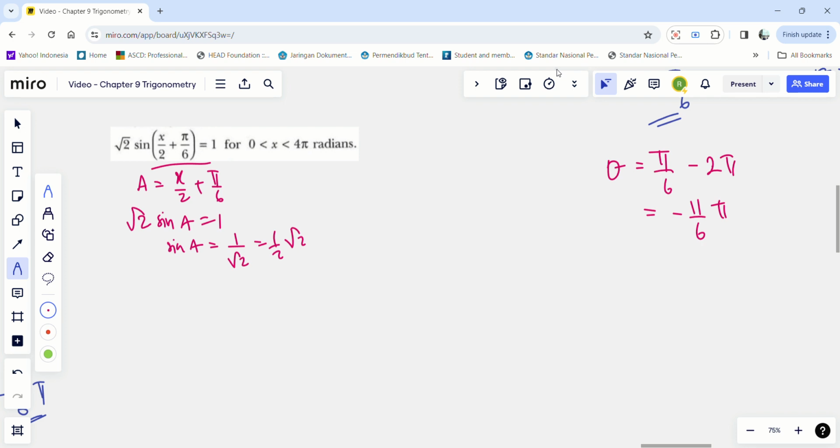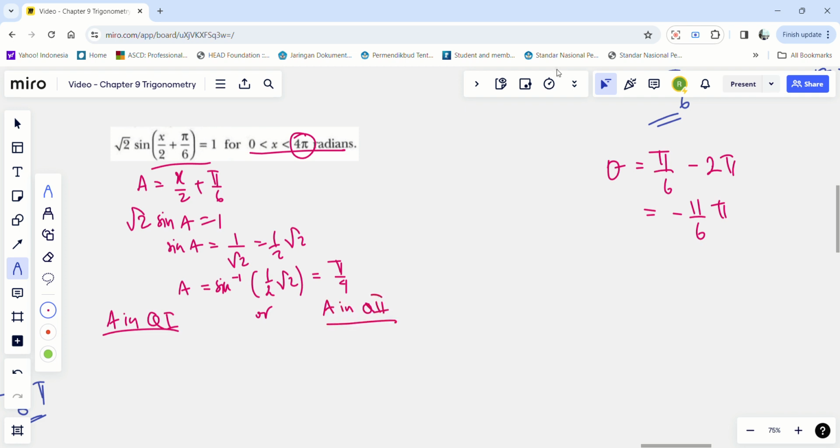Again, it's a radian setting here, but you see that the domain is extended: instead of just 0 until 2 pi, it's 0 until 4 pi. So we need to do another rotation later on. If we take A as the sine inverse of half root 2, that gives us pi on 4. The value of sine is positive, so it's quadrant 1 or quadrant 2.